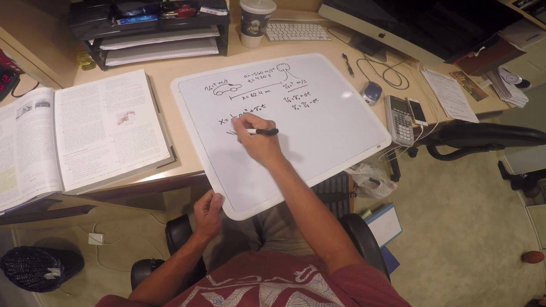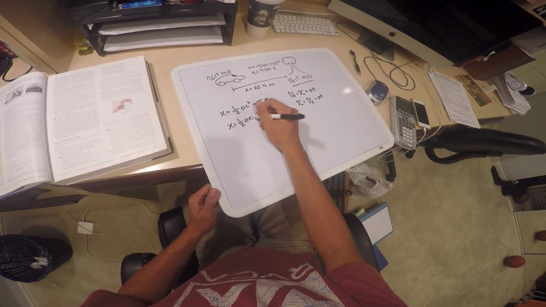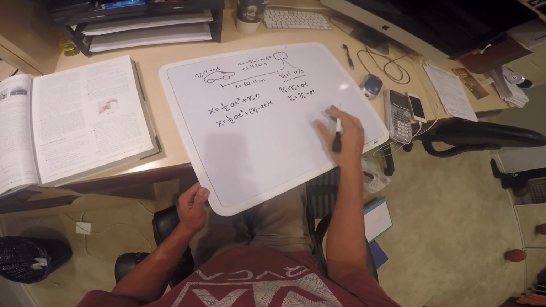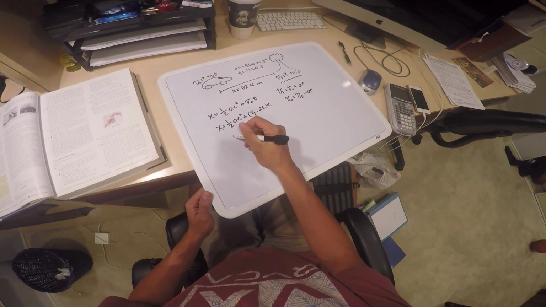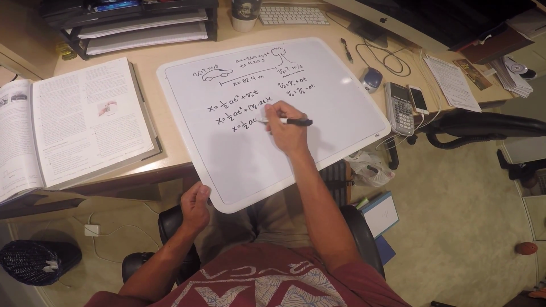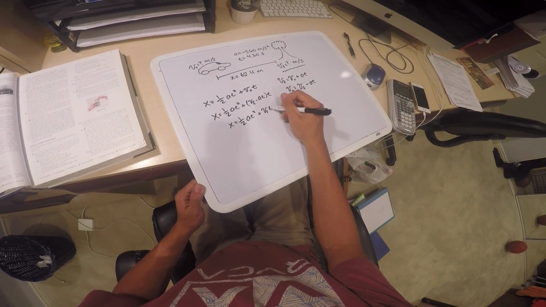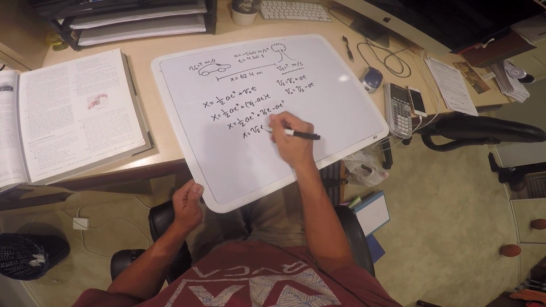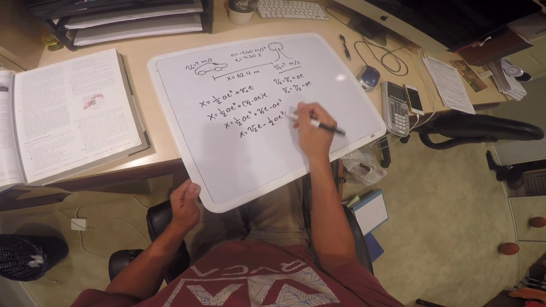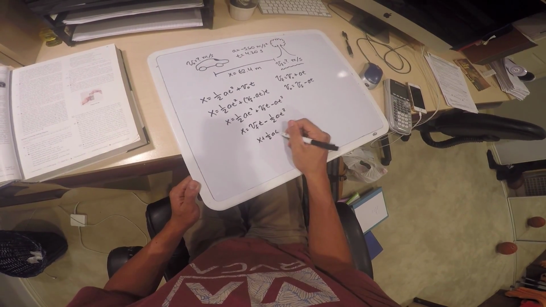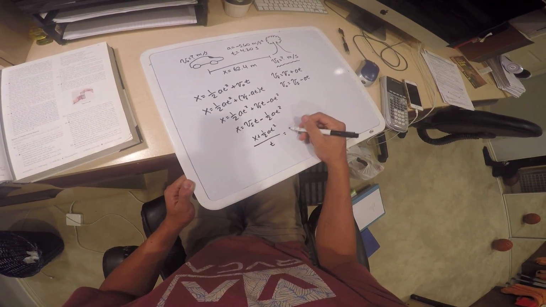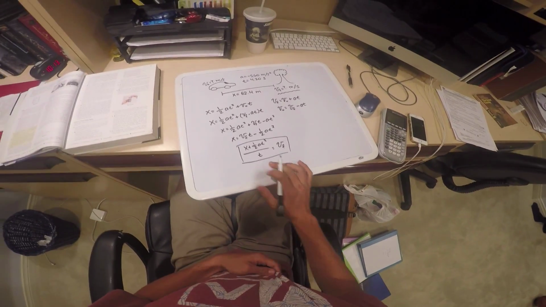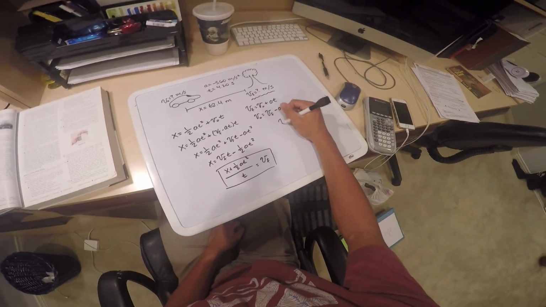Plug that in here, and we get x equals 1 half at squared plus (v final minus at) times t, and we can solve this for v final. So x equals 1 half at squared plus v final t minus at squared. These combine: x equals v final t minus 1 half at squared, so x plus 1 half at squared over t is our v final. So there we have our equation. We know what x is, we know what a is, and we know what t is. Now it's just plugging in numbers.